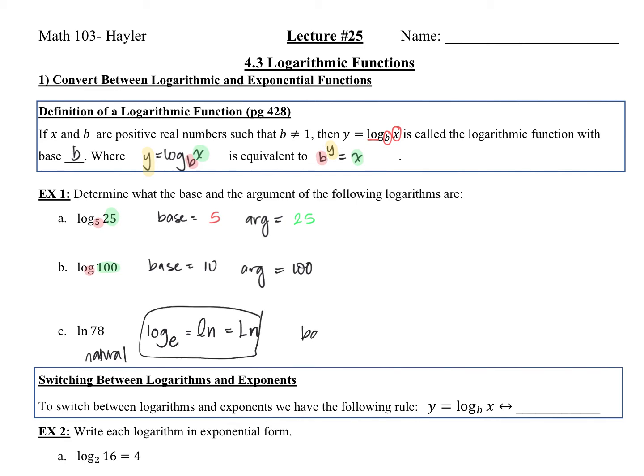So the question is, what's the base? Well, the base is e, which remember is about 2.72. And the argument is 78. So base e, technically ln, and, oops, wrong color. And the argument is 78.